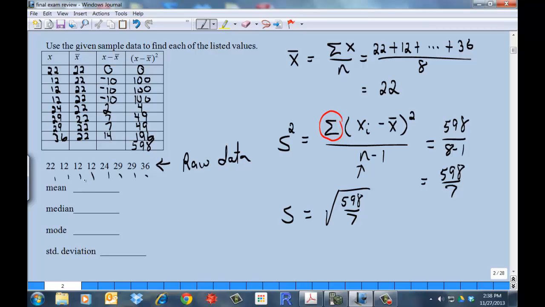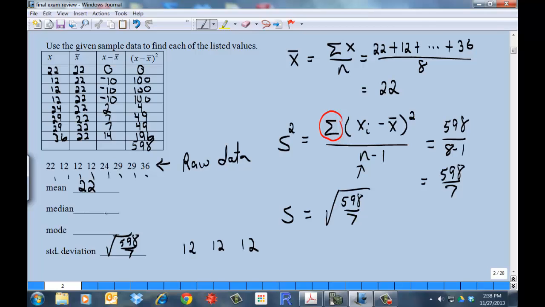So the mean is 22. The standard deviation is the square root of 598 over 7. And now we'll find the median and the mode. Now to find the median, we first have to sort the data. So I'm going to go ahead and sort the data.